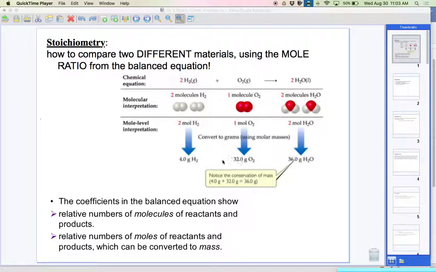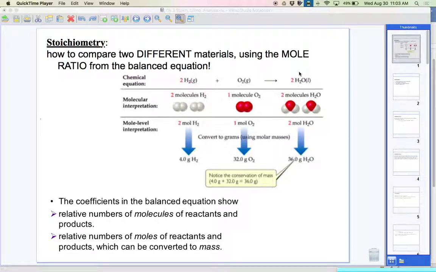Mass is conserved. If I add 4 plus 32, what do I get? 36. But what about atoms? Are atoms conserved? Yeah. Why are atoms conserved? Because you can't get rid of them. Because you balance the equation based on that. That's the whole reason you balance equations: you have 4 H's over here, 4 H's over here, 2 O's over here, 2 O's over there. So mass is conserved, atoms are conserved, molecules and moles are not.